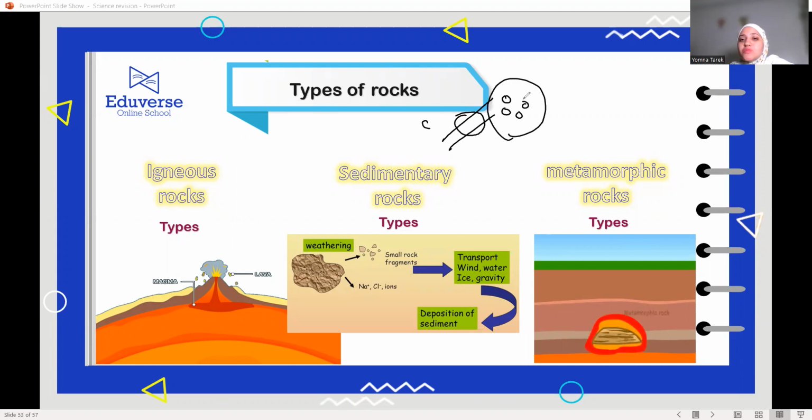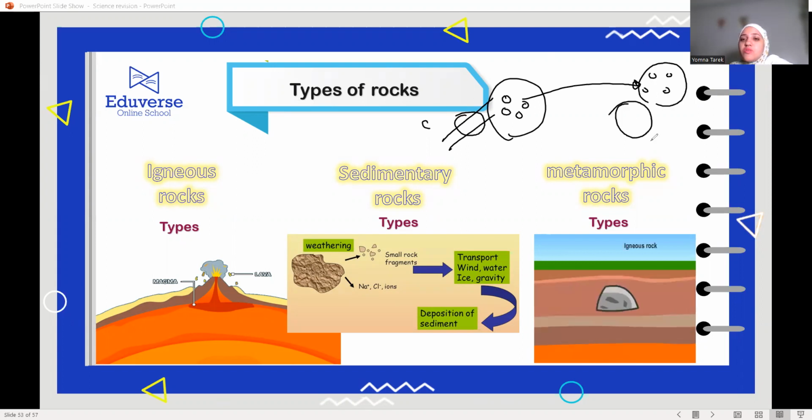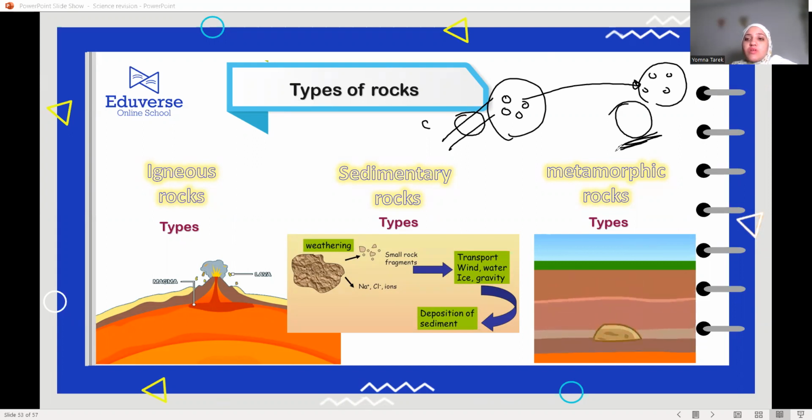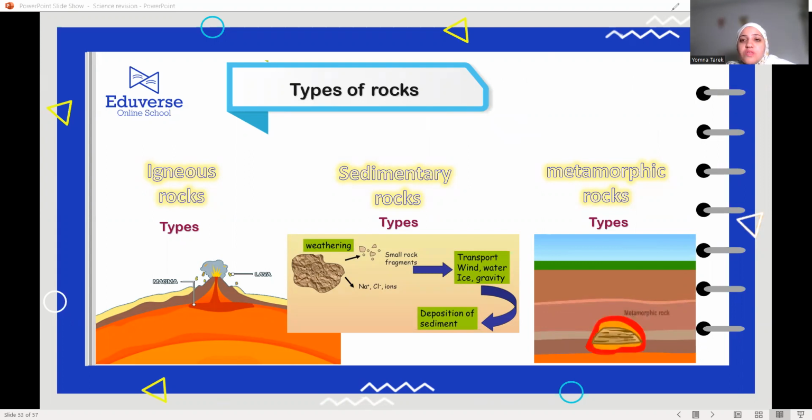Now they are going to be transported to another place by the wind or the water, and now these small rocks are going to combine together to form just one rock. This rock is called sedimentary rock. So we have here different processes to form sedimentary rocks.